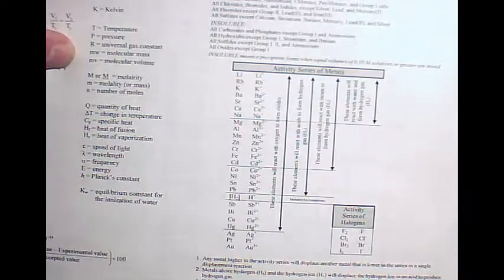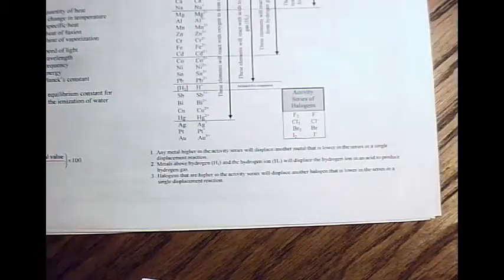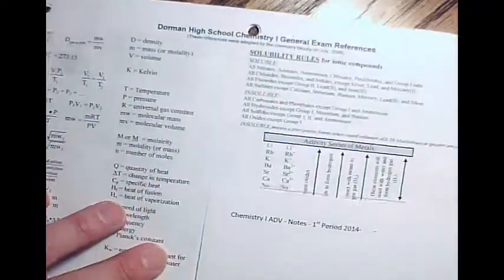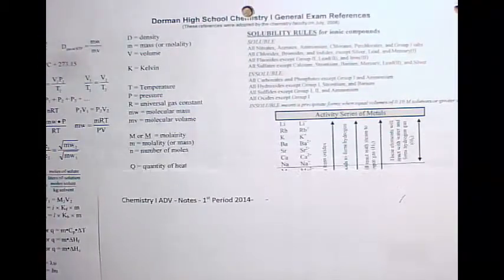So I'm going to write out a single replacement reaction and show you how you use it to predict whether a reaction will occur and what you use it for and how it all comes out in the chemical equation. Yeah, the activity series of metals and halogens is only used for predicting whether or not a single replacement reaction will happen.